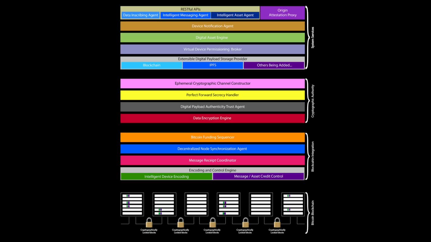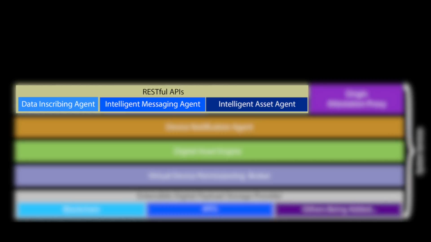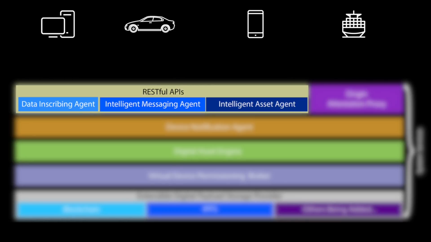Let's take a look at the Catenis logical layers. Systems services. At the topmost layer is a RESTful API interface. Software, devices, systems, machines, sensors, and other enterprise-scale applications initiate their communication via these RESTful APIs. Catenis sends the message via the global peer-to-peer network from originating virtual devices to one or more destination virtual devices.